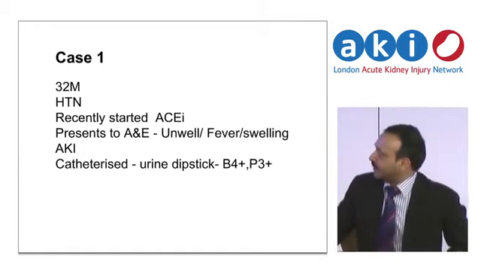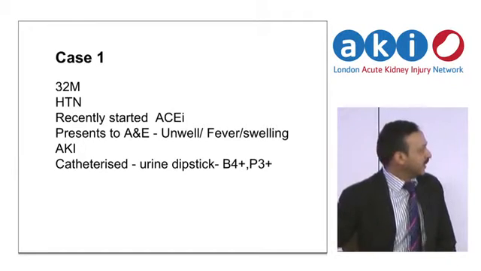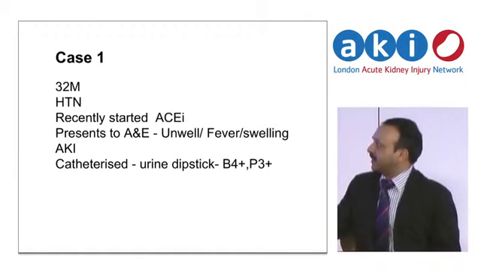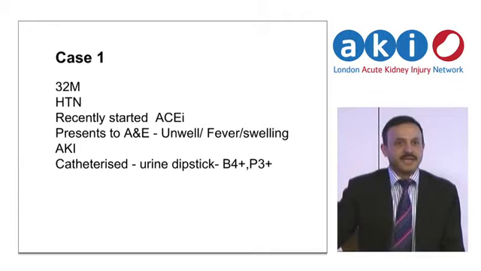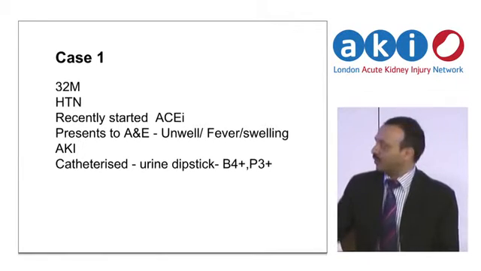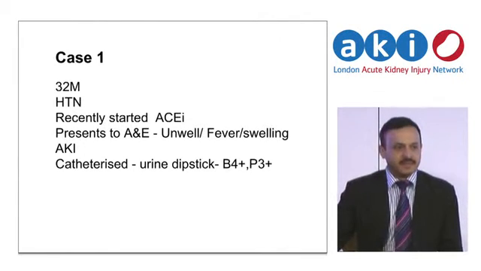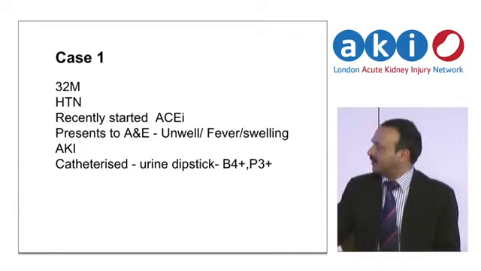So let's start with a typical patient who would present to acute medical units or A&E with acute kidney injury. A young woman, recently found to be hypertensive. The GP started an ACE inhibitor. A couple of days later she felt much more unwell and presented to A&E with edema and acute kidney injury on the blood test.